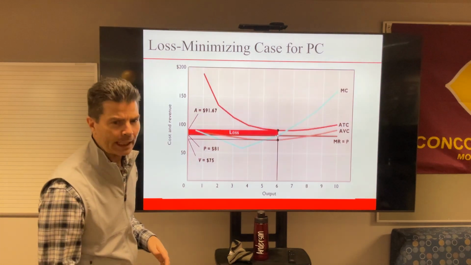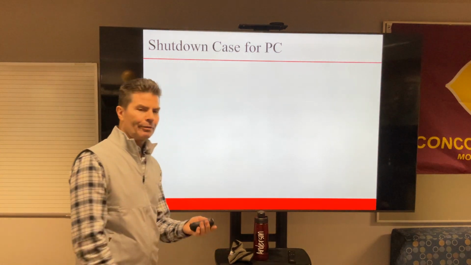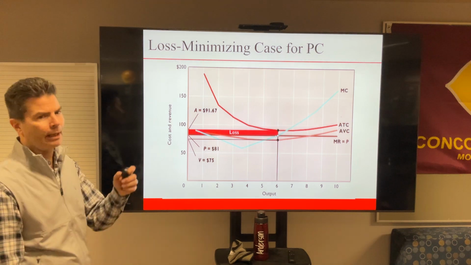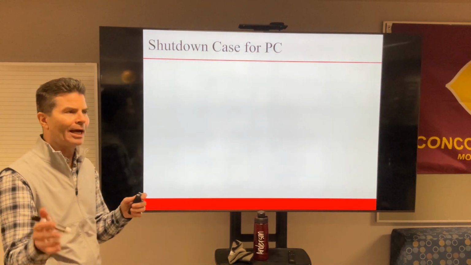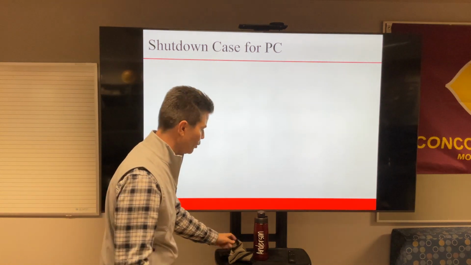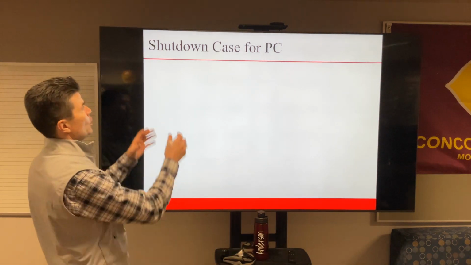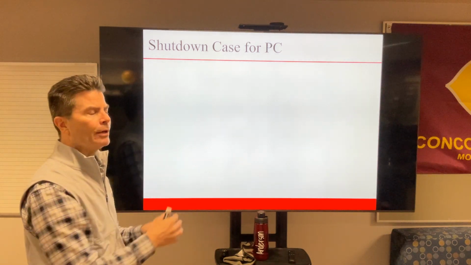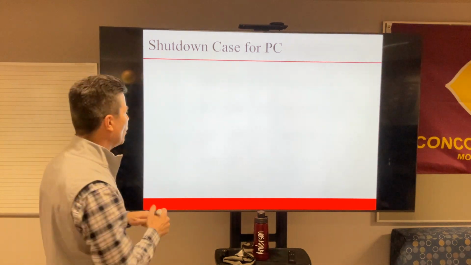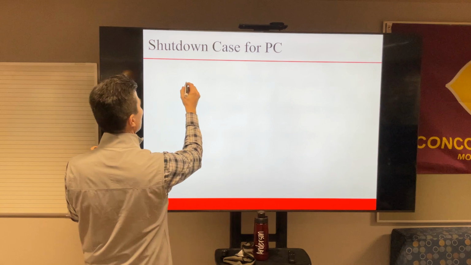So let's look at how we're going to graph this. So this is how it ends up being graphed. That was the previous one. So my slides are out of order. I apologize. I'll fix that when you look through the actual slides yourself. So this is a shutdown case. How do I graph a business actually shutting down? Well, here's what you do.